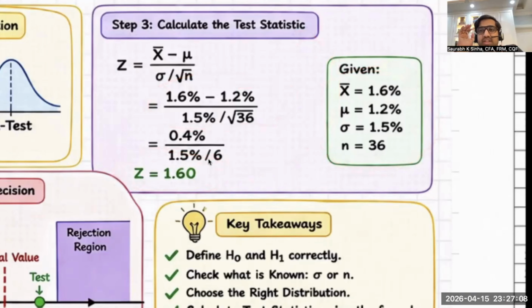That is your test statistic. That comes from the formula. Let's talk about the critical value. That is step 4. What is step 4? Find the critical value.